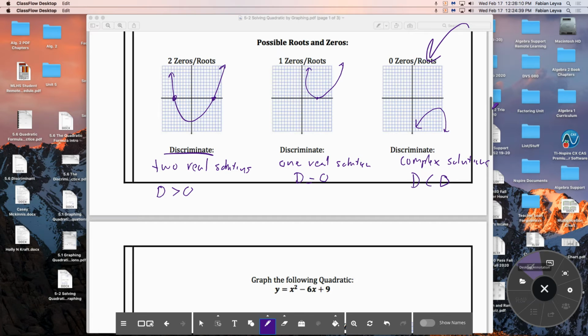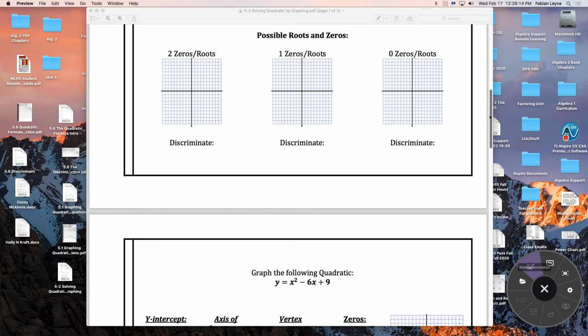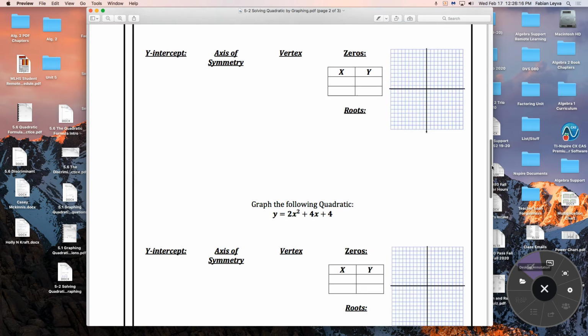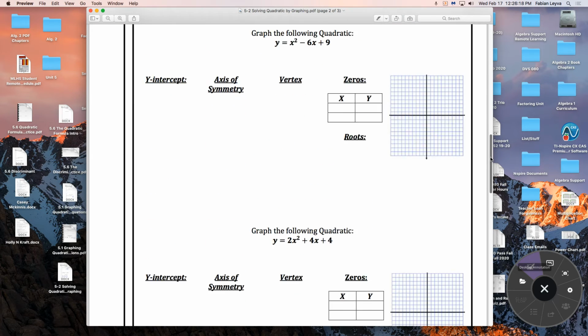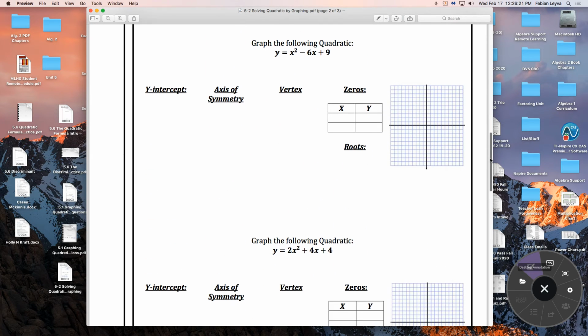And again, they're pretty straightforward. Solutions, again, are the x-intercepts. So if you have 0, 1, or 2, you should know. So these are just two additional examples just to make sure that we got it down.